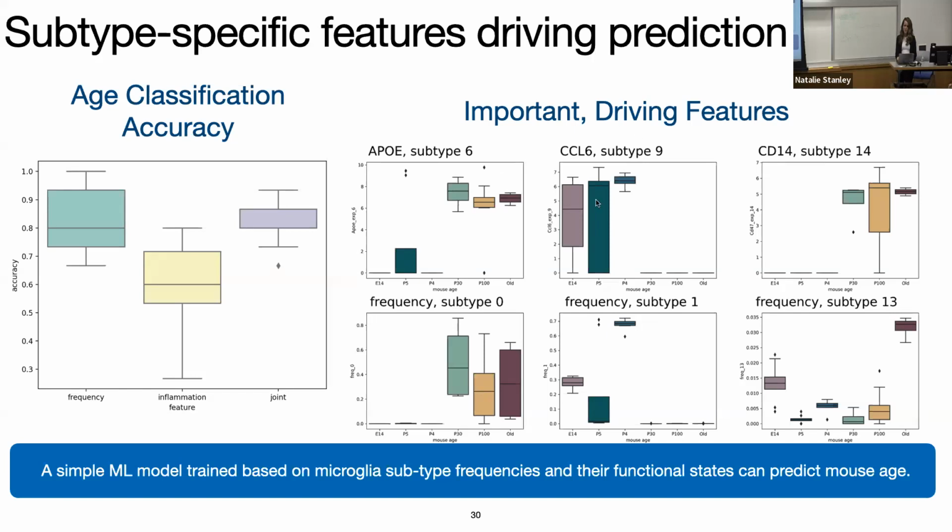CCL6, for example, was coming up as being expressed in early life, and then the expression wears off in subtype 9. CD14 is not expressed a lot in early life, but comes up later. And then we could say the same for frequencies. So this is a direct application of all the algorithms that I told you about at the beginning, which were actually developed for CyTOF, but work well for this problem as well.